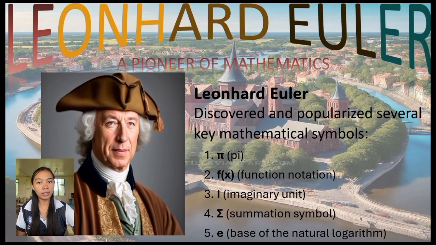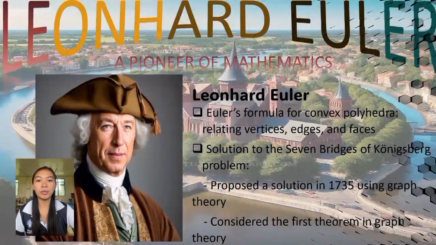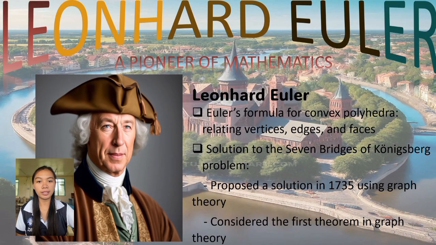And the last one is the letter e, the mathematical constant known as Euler's number, representing the natural base of logarithms. It is approximately equal to 2.71828. Next, Euler also discovered the formula relating the number of vertices, edges, and faces of a convex polyhedron.